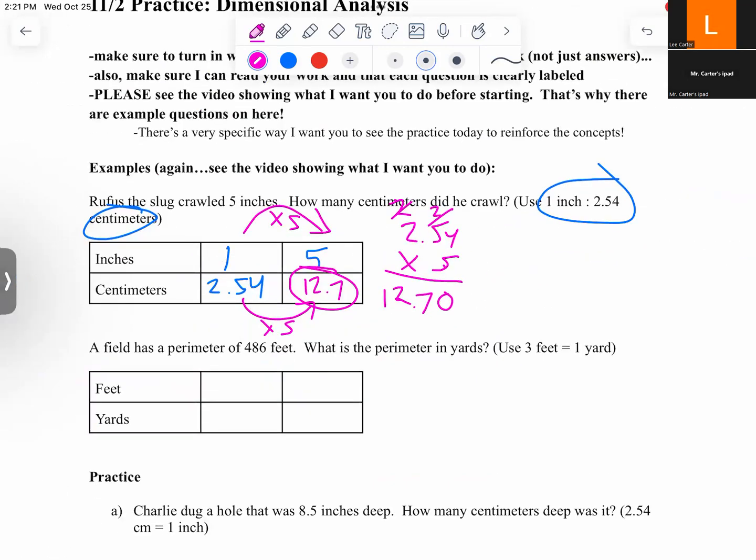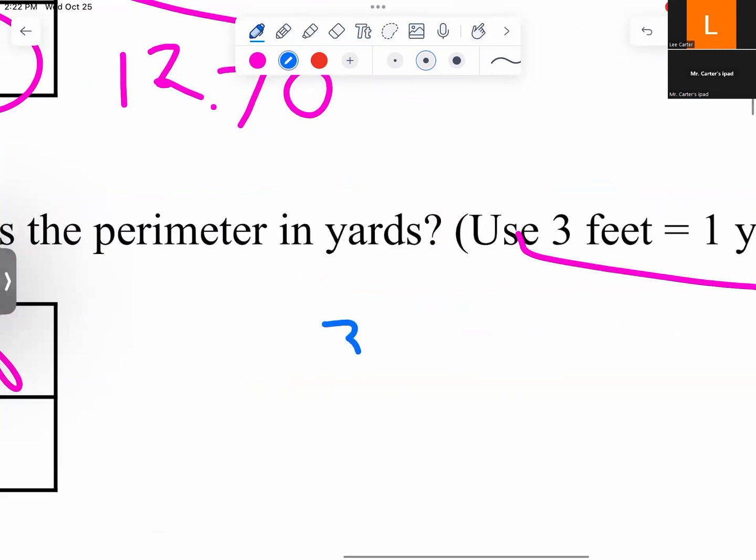All right, and then on this one, a field has a perimeter of 486 feet. What's the perimeter in yards? Here we have 3 feet equals 1 yard, but we have 486 feet. So you have to make sure you pay attention to which unit you have. This one's confusing because I'm guessing you don't know in your head how many times 3 goes into 486. So we need to figure out this is times what? We don't know. How do you find times what? Well, the opposite or inverse operation of times is dividing. So we need to divide 486 by 3.